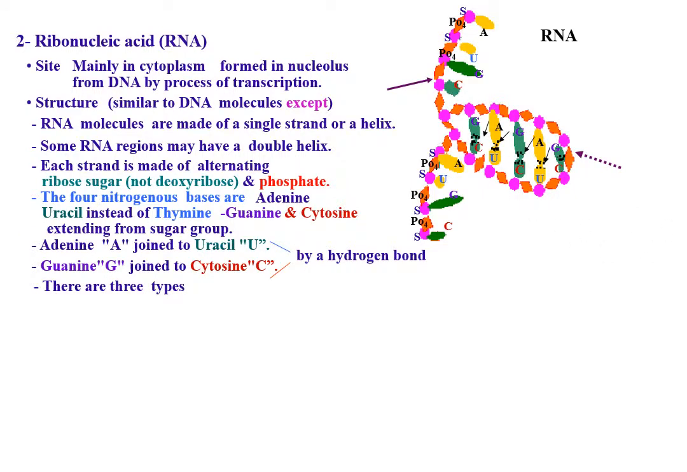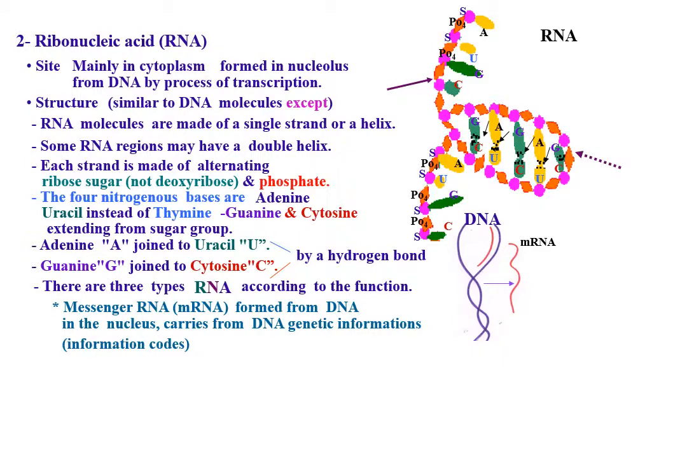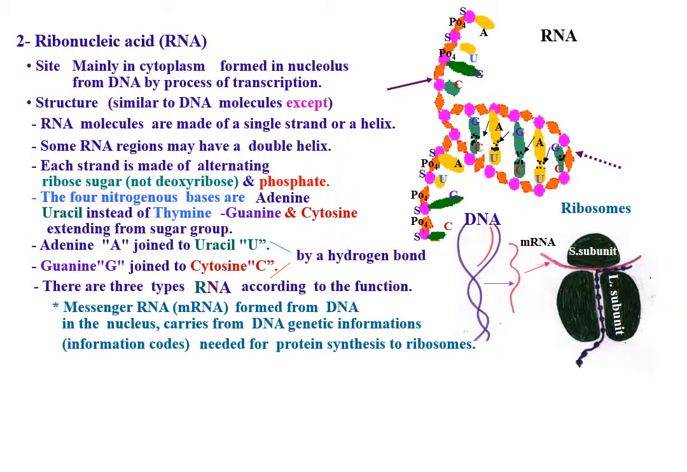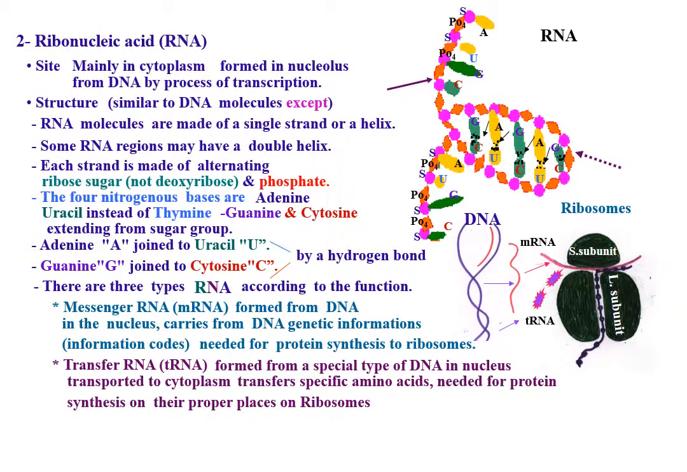There are three types of ribonucleic acid, RNA, according to function. Messenger RNA, formed from DNA molecules in the nucleus, carries from DNA molecules the genetic information or information codes needed for protein synthesis to ribosomes, or factories for protein synthesis, in the cytoplasm. Transfer RNA, also formed from a special type of DNA molecules in the nucleus, is transported to the cytoplasm, where it transfers the specific amino acids needed for protein synthesis on their proper places to ribosomes or protein factories.